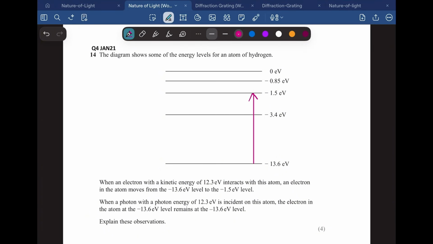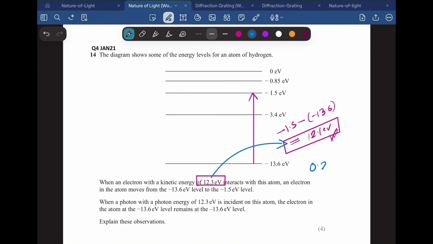So what is the energy change? The energy change is basically minus 1.5 minus minus 13.6, which is going to give us a value of 12.1 electron volt. So if 12.1 electron volt is used, the kinetic energy of the incoming electron was 12.3 electron volt, and out of this 12.3 electron volt, 12.1 will be used by the electron to move to a higher energy level.